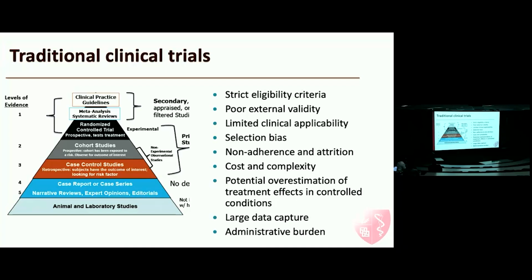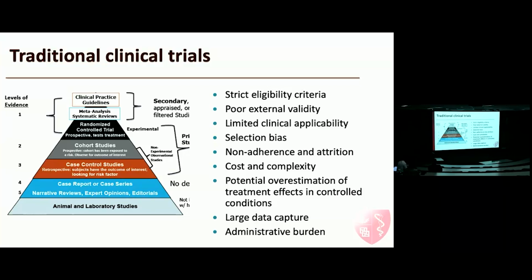An example being one of the important carotid trials, the CREST trial. It excluded patients who had high-stage chronic kidney disease, or it excluded patients who had concomitant atrial fibrillation. What is the percentage of patients we see in our practice that have both of those? It's about 30%. So we can't apply those results to the patients we are seeing in everyday practice.